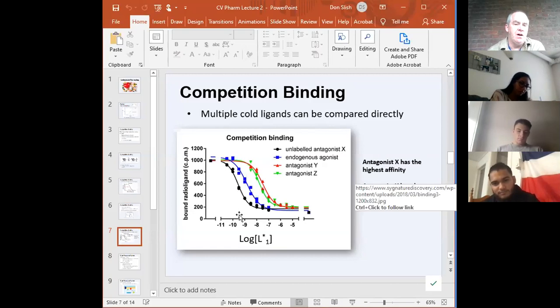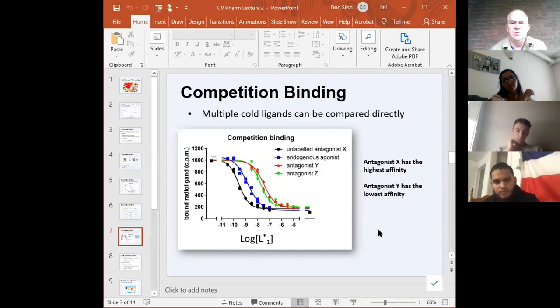This is like, say, 5 times 10 to the minus 9. So that's 5 nanomolar. That's pretty low. And then this one, the red one, Y, is like, I'm going to guess 5 times 10 to the minus 7th. So the KD of X is probably about 100 times higher affinity than for agonist Y. So you can directly compare a number of different antagonists this way using that one hot ligand. Okay, questions? Okay.